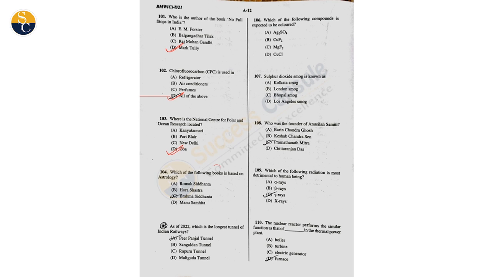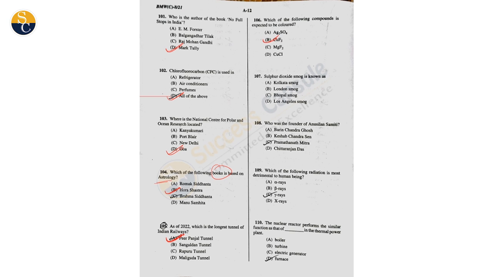Next, which of the following books is based on astrology? So, B, Hora Shastra is related to astrology. As of 2022, the longest tunnel of India is the Pir Panjal Tunnel, which links Kashmir Valley with Banihal in Jammu. So, A is the correct answer. Next, which of the following compounds is expected to be colored? So, answer is B, copper fluoride.